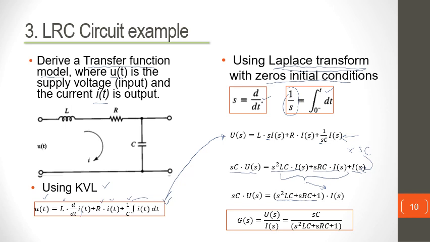And so we can calculate the transfer function, which is simply the ratio of the output over the input, and this gives us the following transfer function: sC divided by s squared LC plus s RC plus 1. So this is what the transfer function of the LRC circuit becomes. Depending on the situation, we can adopt either KVL or KCL, whichever is appropriate, and use the fundamental relationships of current and voltage for each of these passive elements L, R, and C.